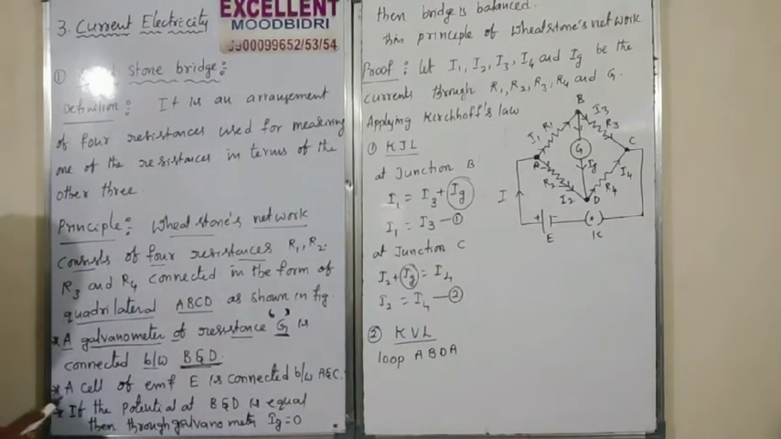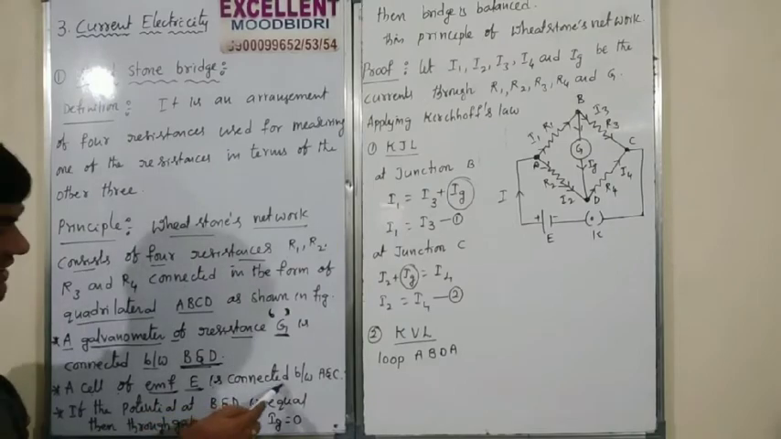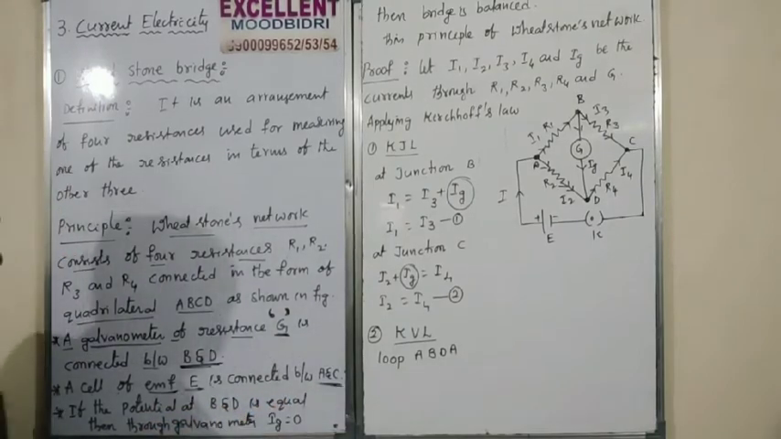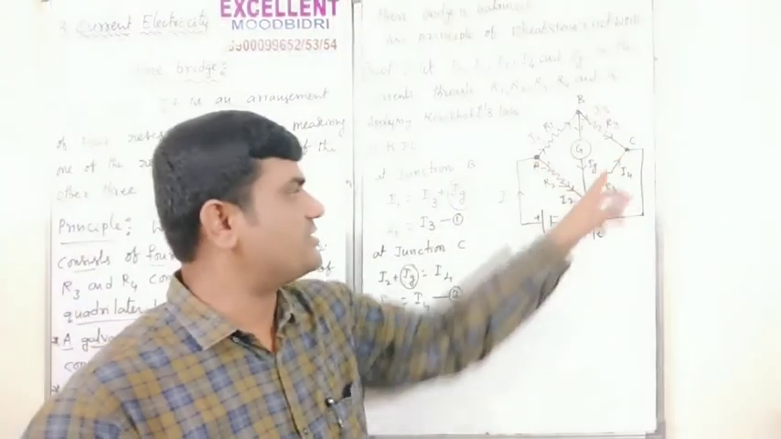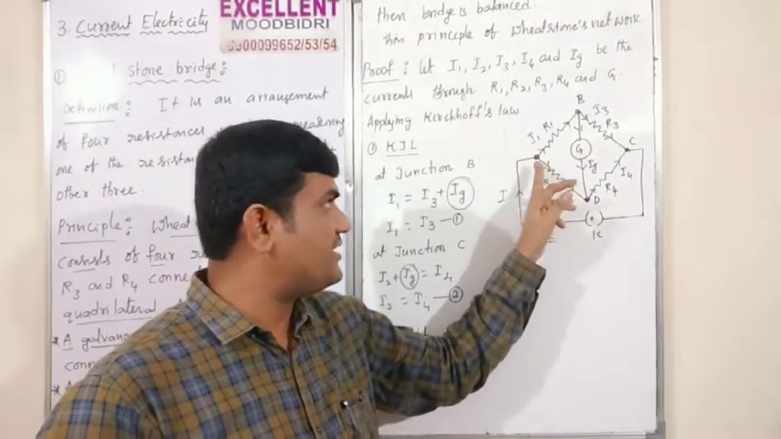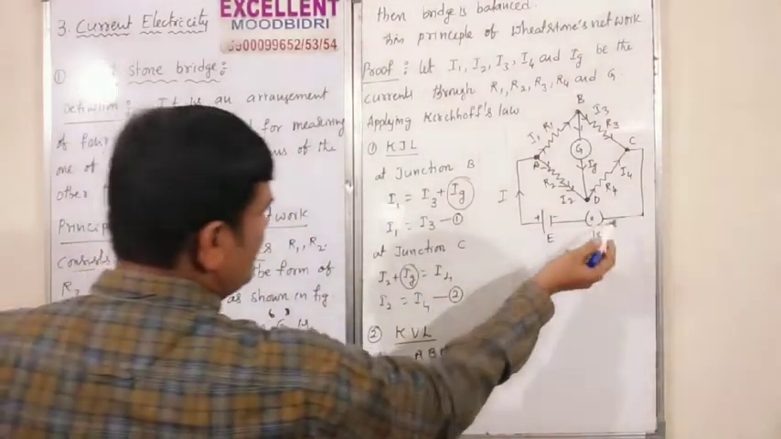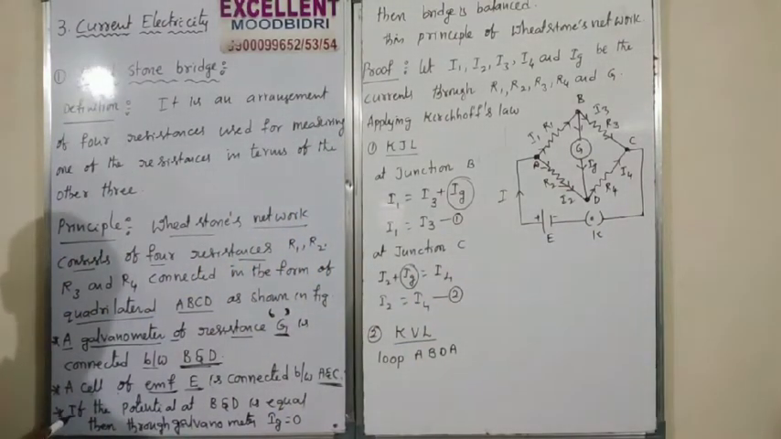Next point: a cell of EMF E is connected between A and C. This is the EMF of the cell, which we connect between A and C. This is E, and this is the plug key, K.